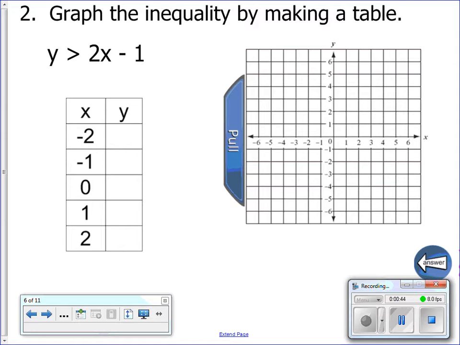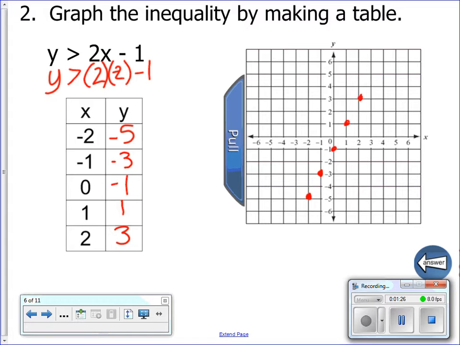So this means I'm going to plug in -2 for x. So 2 times -2 minus 1: -2 times 2 is -4, minus 1 is -5. Then I plug in -1, and I get -3. I plug in 0, get -1. Plug in 1 for x, get 1 for y. Plug in 2 for x, and get 3 for y. Now I'm going to graph those points: (-2, -5), (-1, -3), (0, -1), (1, 1), and (2, 3).